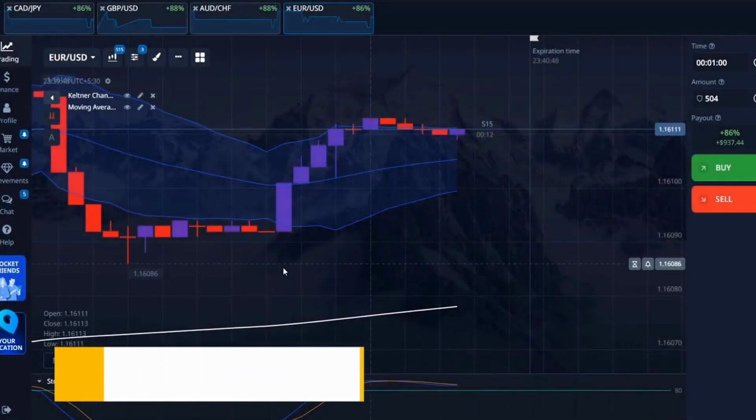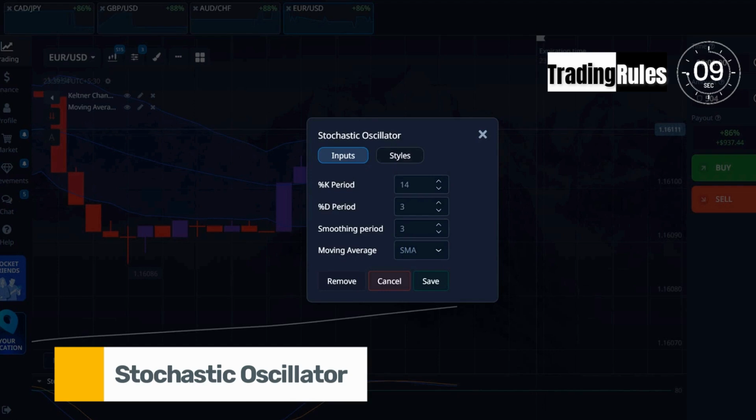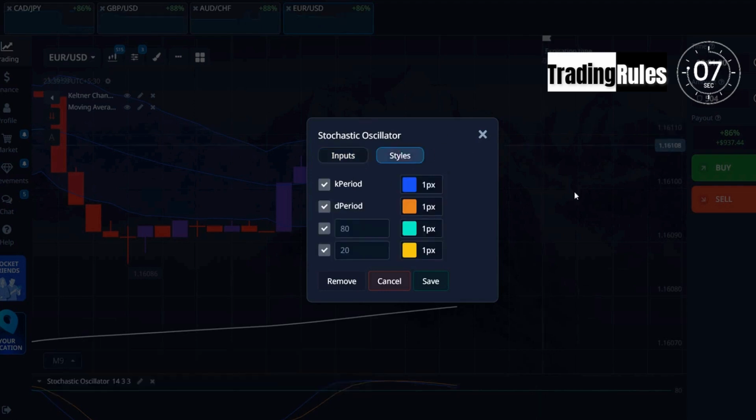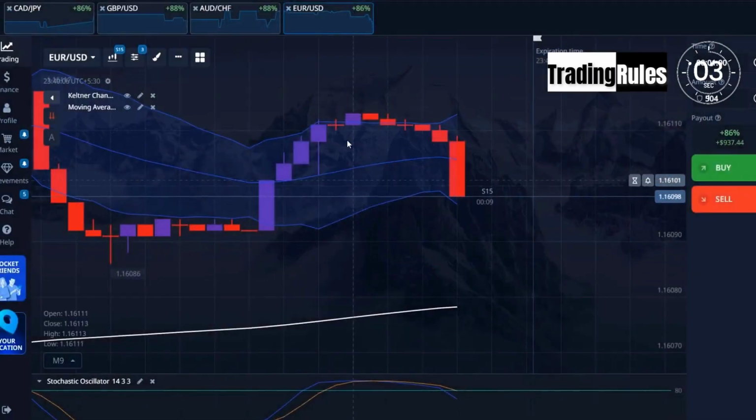Step 3, add the Stochastic Oscillator. Settings, %K 14, %D 3, smoothing 3. Levels, 80 for overbought, 20 for oversold. That's it. Your chart is now ready for action.